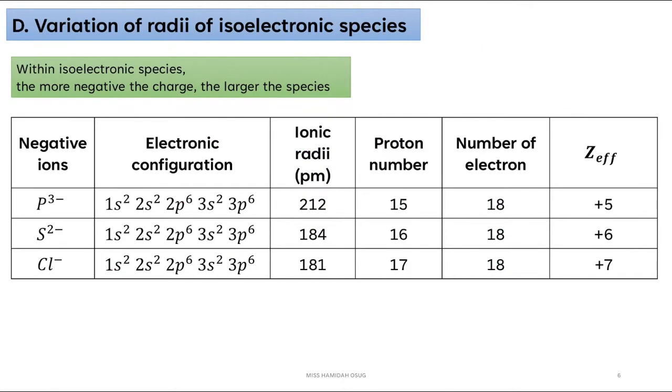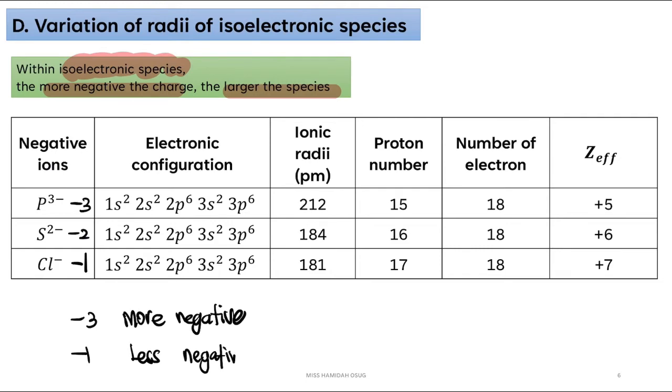Next, the second case is when the isoelectronic species involve the negative charge. So the more negative the charge, the larger the species, or in other words, the less negative the charge, the smaller the species. So as we can see there, the negative ions that we are using are P3-, S2-, and Cl-. The value of the negative charge is -3, -2, and -1. Please bear in mind that -3 is more negative and -1 is less negative.